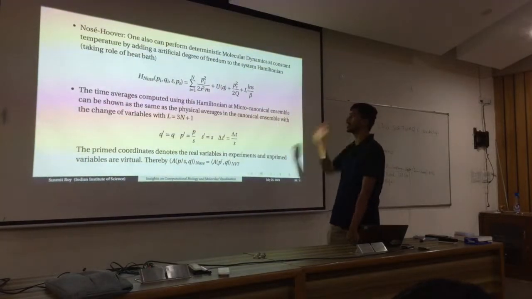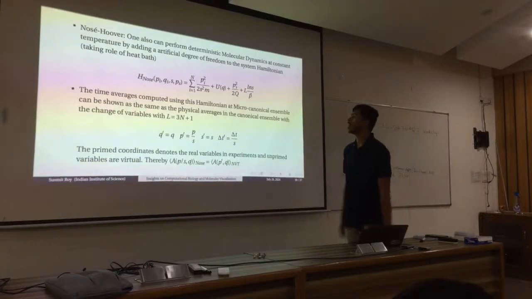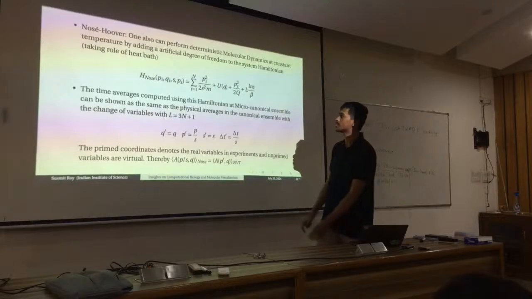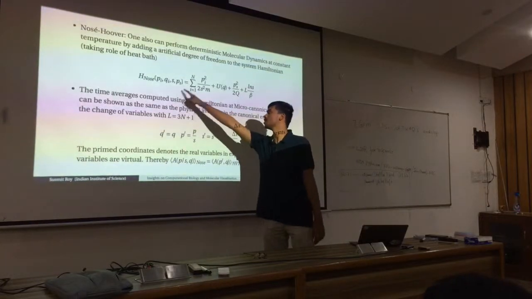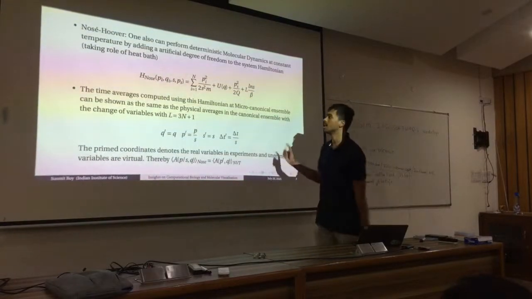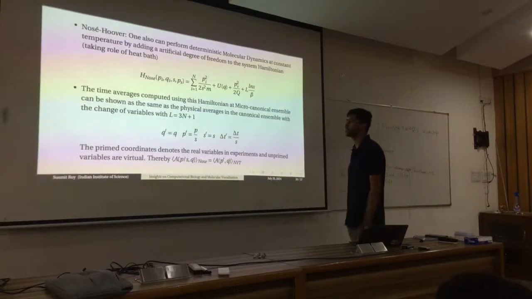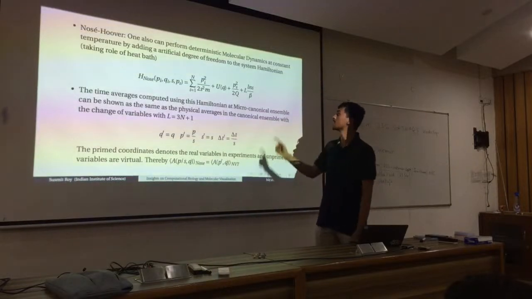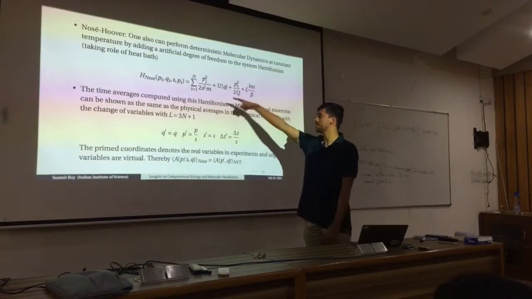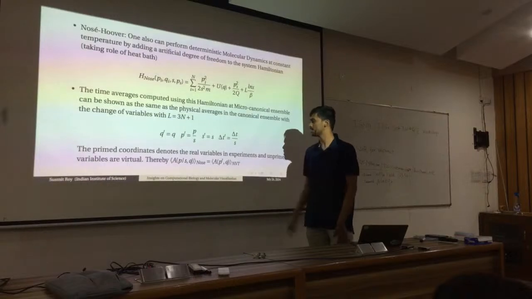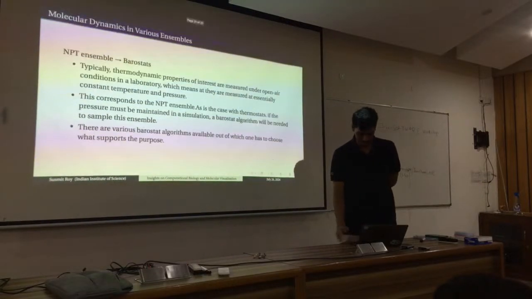This is the most popular thermostat algorithm, the Nosé-Hoover thermostat. How it works is by assigning an additional degree of freedom, S, to the system Hamiltonian, and the momentum corresponding to that. These are the extra terms. And when you apply these terms, it can be shown that when you calculate averages in a microcanonical ensemble with this Hamiltonian, it's the same as the canonical ensemble with our original momenta and positions.